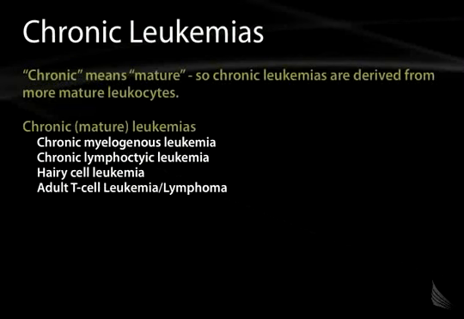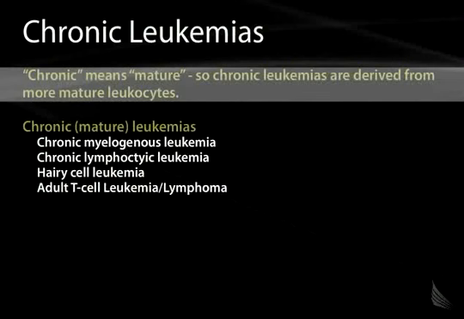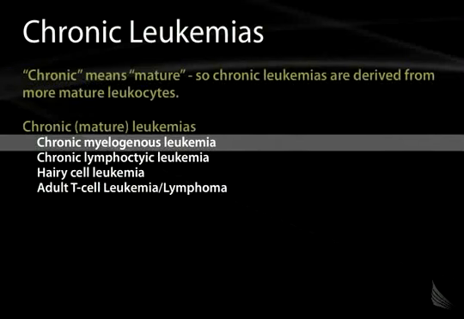Concluding our discussion of acute leukemias, moving into the chronic leukemias. Chronic, in this sense, does not necessarily mean time course. It just means that the cells themselves are more mature. So they are derived from not necessarily the myeloblasts, but sort of more down the line of differentiation.